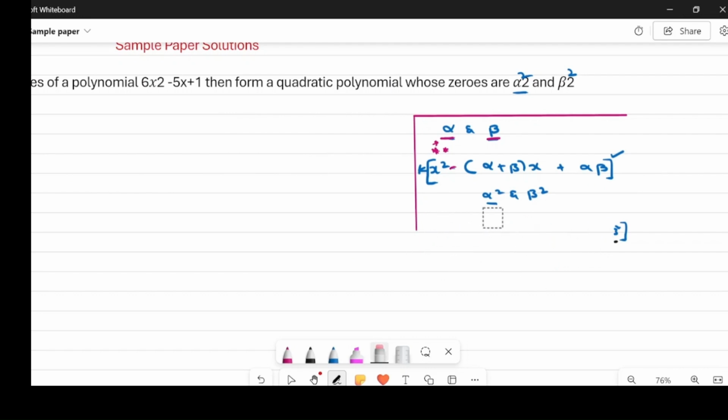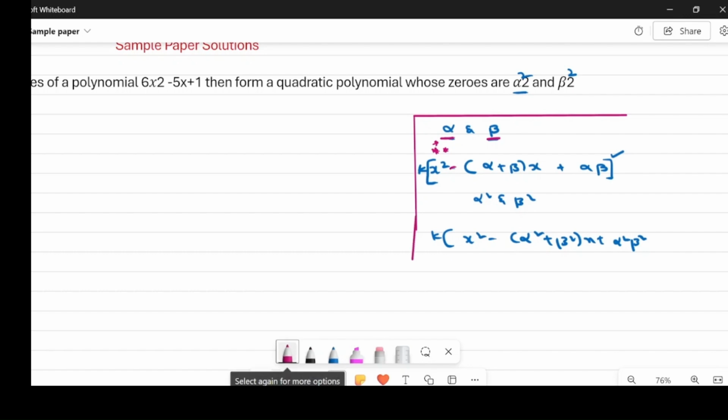Okay, for this method also we need this. When alpha, beta are zeros, then the required polynomial will be k into x square minus of alpha plus beta into x plus alpha beta. And the next thing also, if alpha square and beta square are zeros, then we have k into x square minus of alpha square plus beta square into x plus alpha square beta square. Only the method differs, the procedure differs in how we are finding alpha square plus beta square and alpha square beta square. That's all.